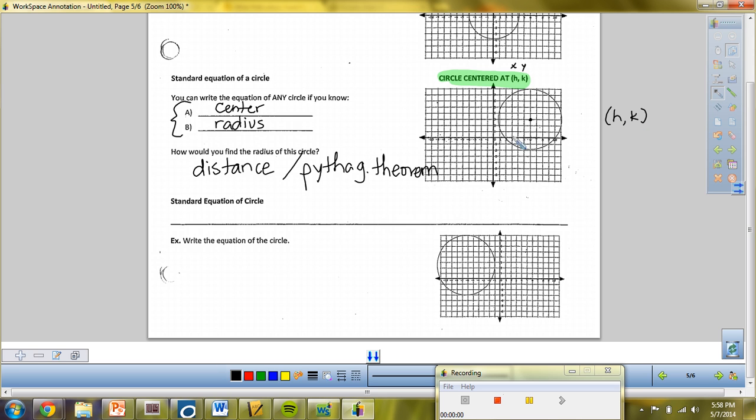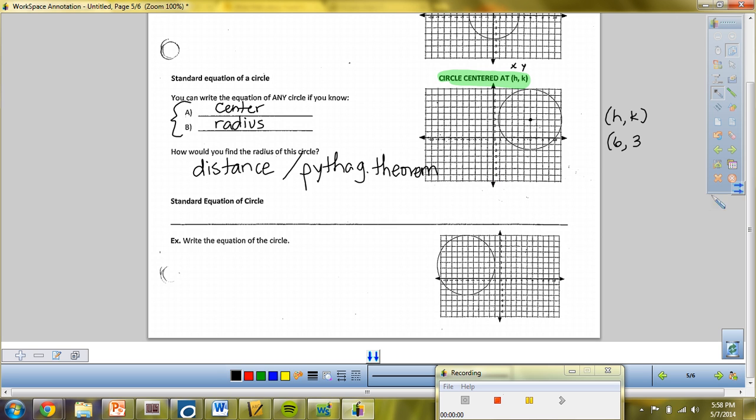What are h and k in this example? My center in the previous example was (0, 0). Now I can see that it's clearly not (0, 0). So my h is going to be 6, and my k is going to be 3.